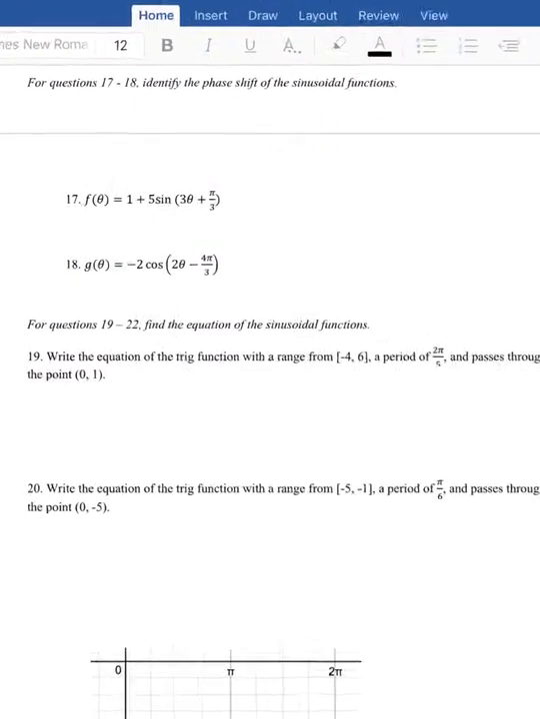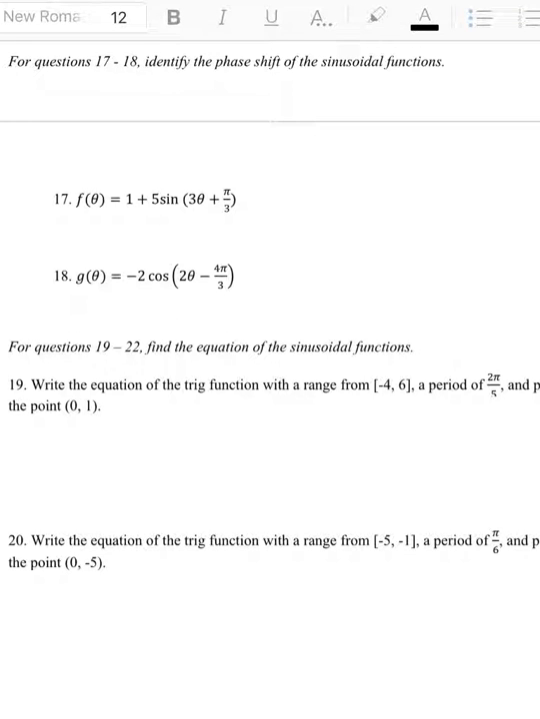Numbers 17 and 18. For numbers 17 and 18, I just need to find what the phase shift is. Remember, your phase shift, you can tell from your trig function, let's say it's sine. The number of cycles gets pulled out, and you're left with x plus or minus whatever the phase shift is, or theta plus or minus whatever the phase shift is. So for number 17, this is 3 theta plus pi over 3. I have to pull the 3 out.